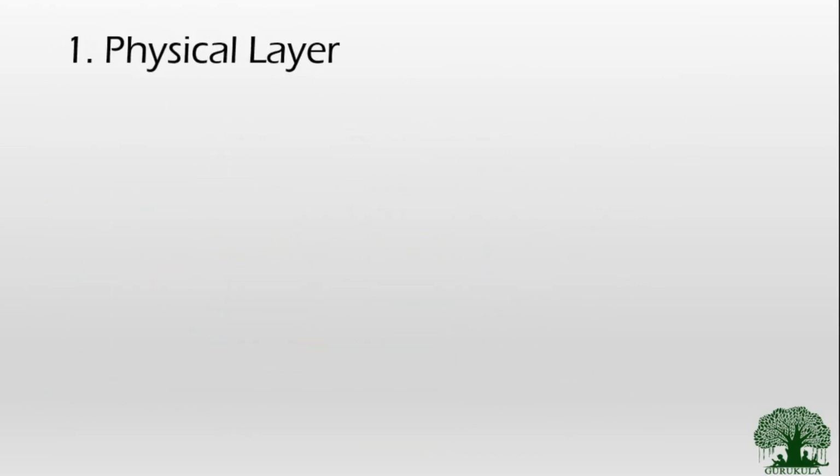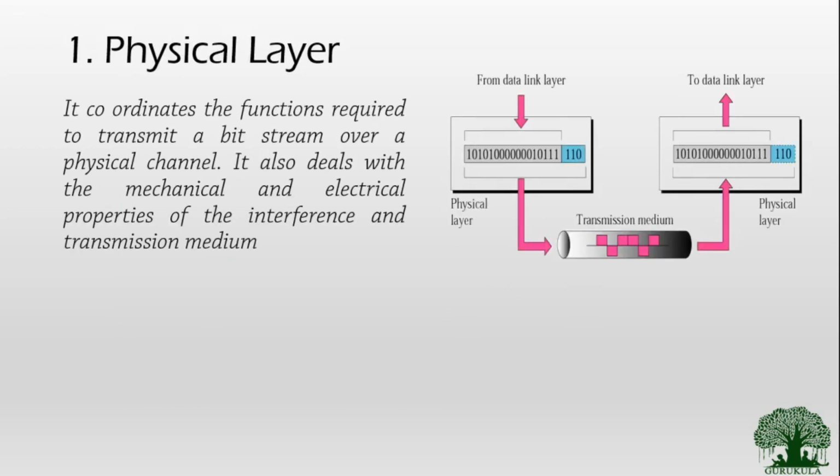With this simple tip, we will jump into each and every layer and try to understand what the functions of each layer are. As far as the physical layer is concerned, it is responsible for transmitting a bit stream over a physical channel. This is the prime task of the physical layer.